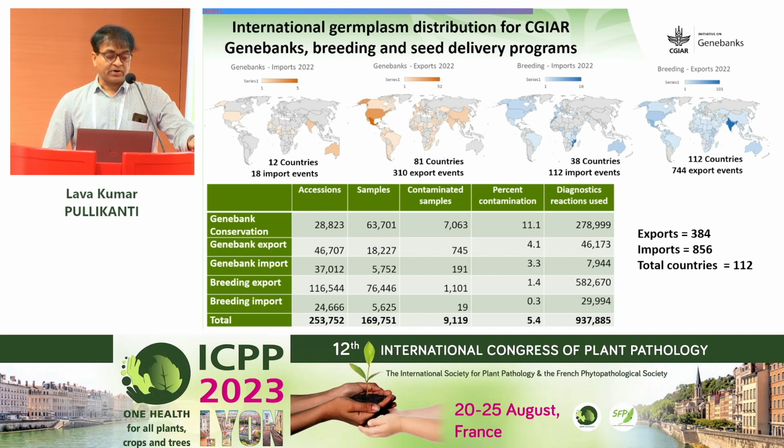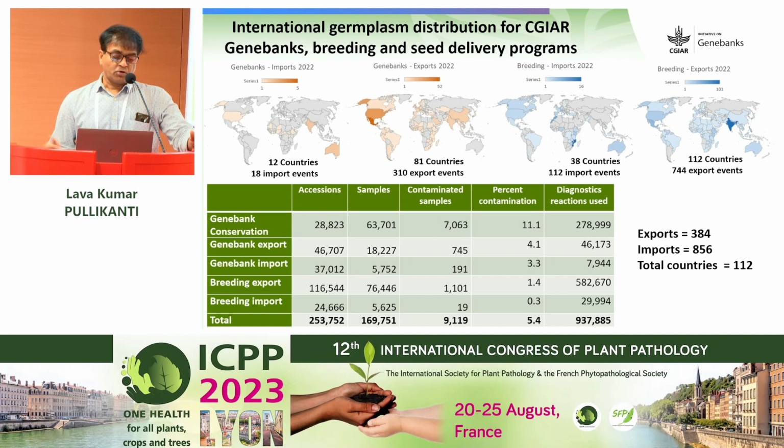The number that you see for conservation is the material that is regenerated for bulking purposes, so that the material is tested, to make sure that it is free from pathogens and pests, and then put back into the gene bank and made ready for distribution upon demand.